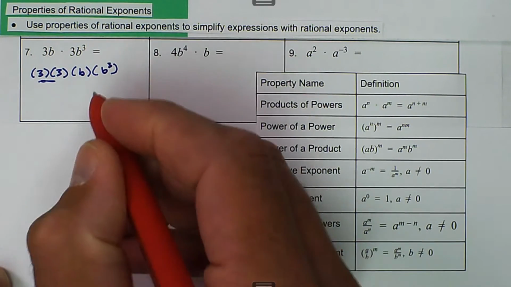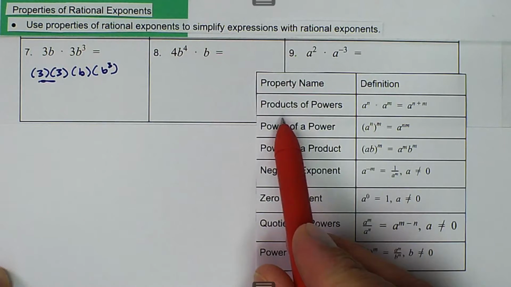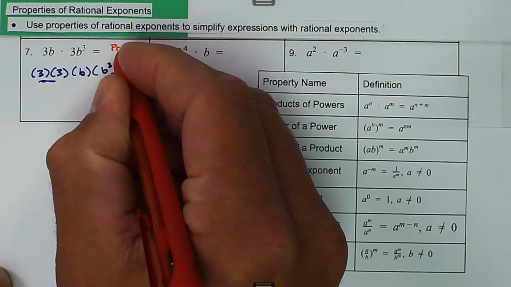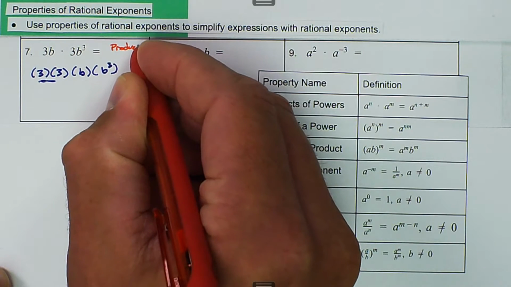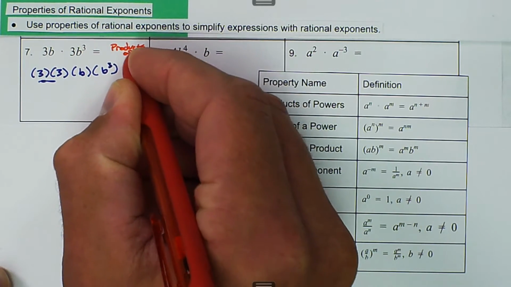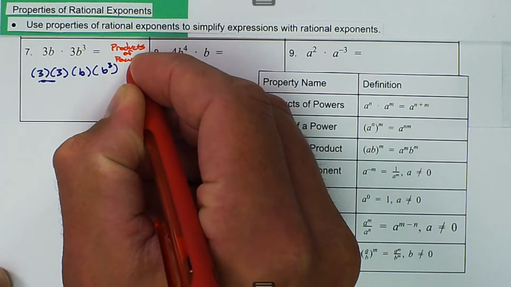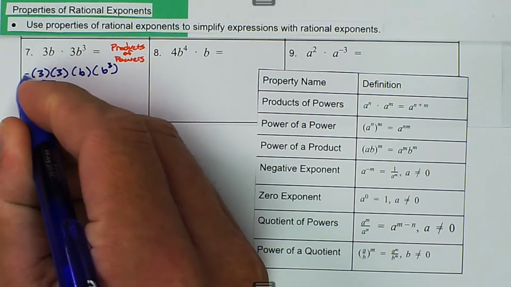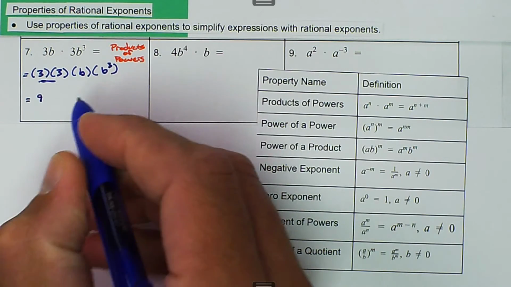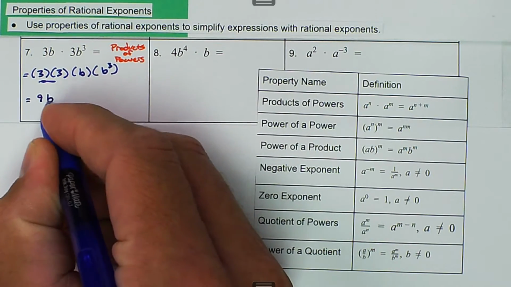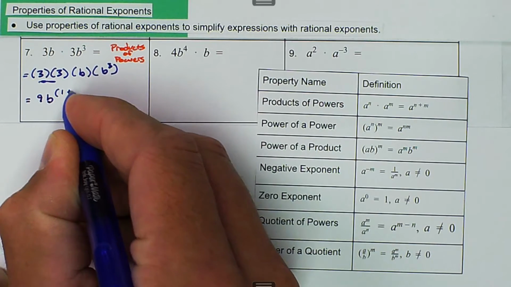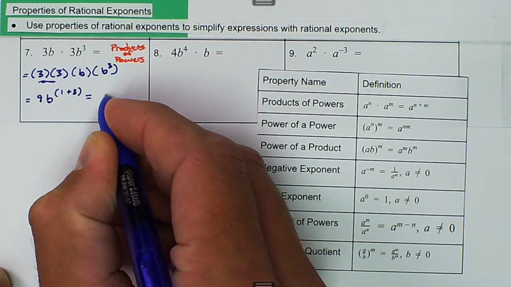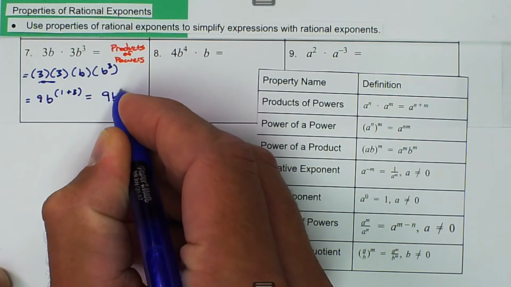And here we can just multiply 3 by 3, and the b to the first and the b to the third, because they have the same base, is going to be products of powers. And so we know 3 times 3 is equal to 9. And then we have b to the 1 plus 3. And then this ends up being 9b to the fourth.